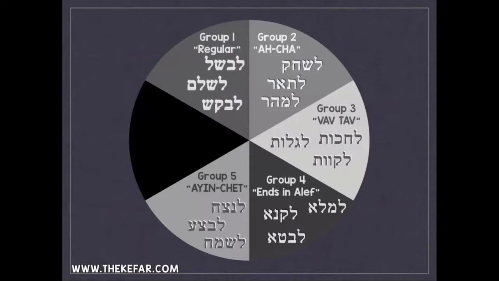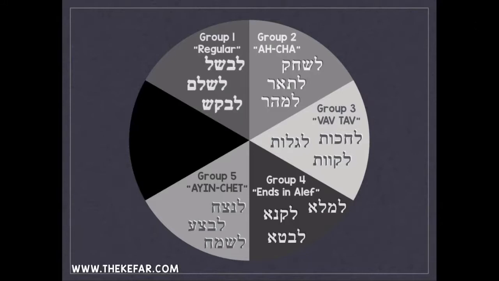And so what I mean by regular is if it doesn't fall into any of the other specific categories, then you treat it as a regular verb. So if the middle letter is a chet, aleph, hey, or ayin, then it falls into group 2, it's an acha verb. If the infinitive ends in a vav tav, then it falls into group 3, it's a vav tav verb. If the root ends in an aleph, it's conjugated like group 4, it falls into that category. And if the last letter of the root is a chet or an ayin, then you conjugate it using the pattern that we did in the last lesson, because it falls into the group 5 category.